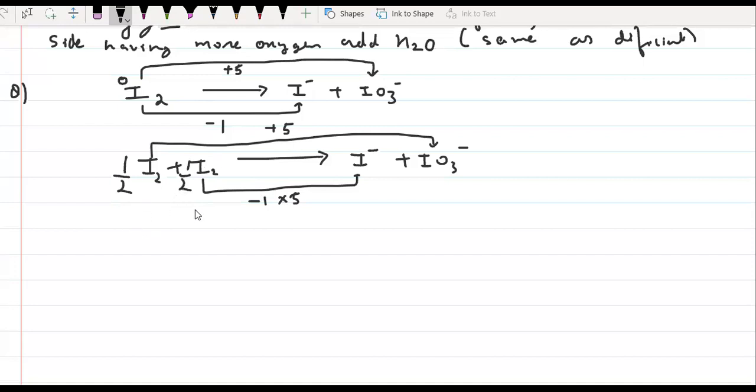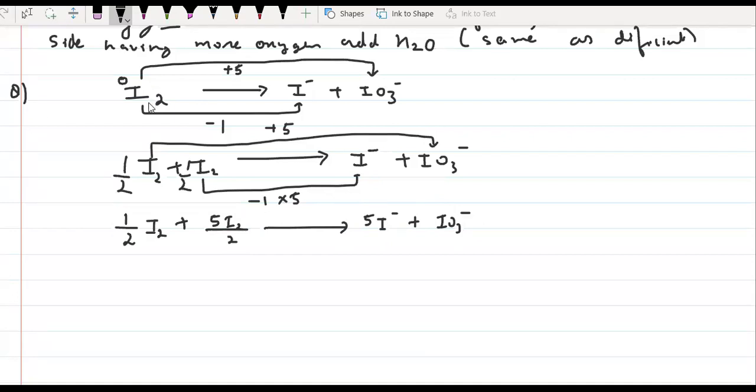So what can be done? If you do this, it will be half I2 plus 5 I2 by 2 gives what? Now this is 5 I minus plus IO3 minus. As simple as that. Agree? Tell me yes or no, guys. Please try to understand and let me know if you got this or not.